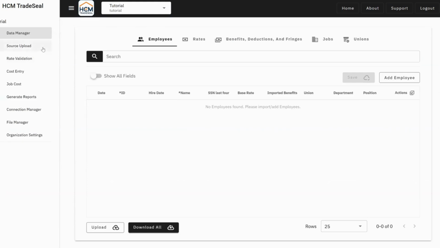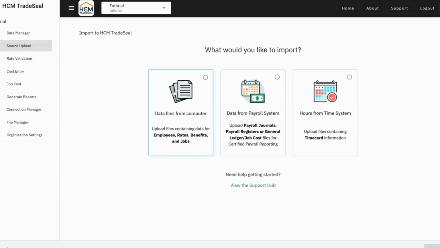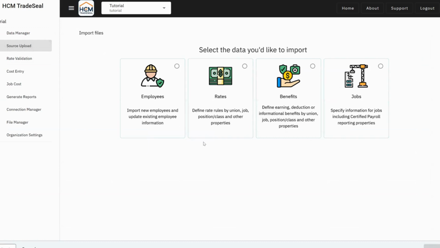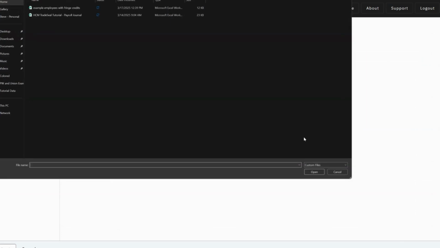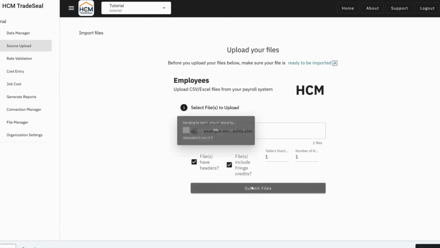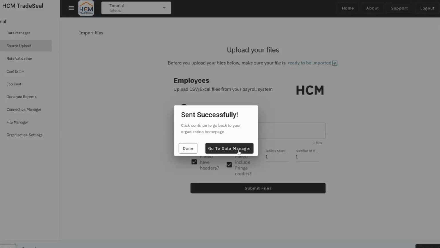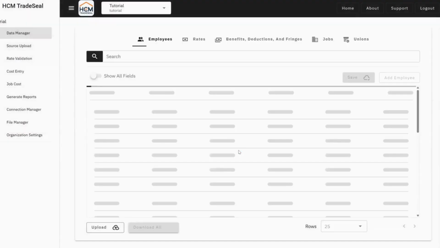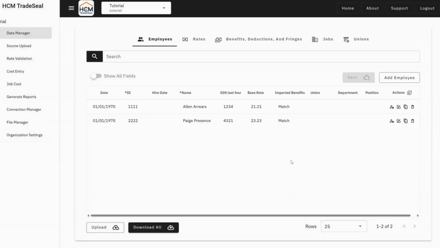So we'll head over to the source upload screen. We'll choose employees. And when we're uploading this file, it's going to be important to choose the right file and also tell TradeSeal that we're including fringe credits in the upload. Okay, it looks like the upload was successful. Let's take a look at these employees in Data Manager.